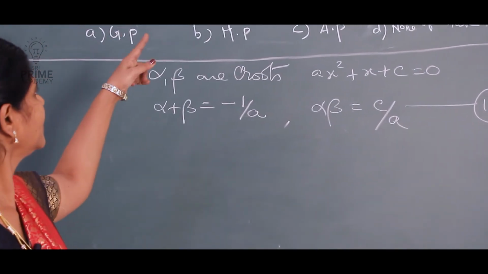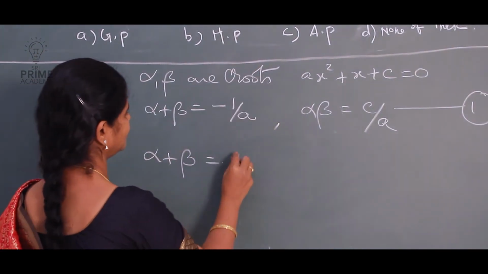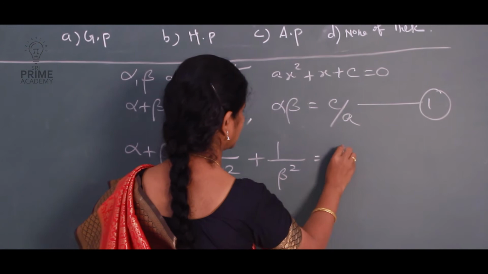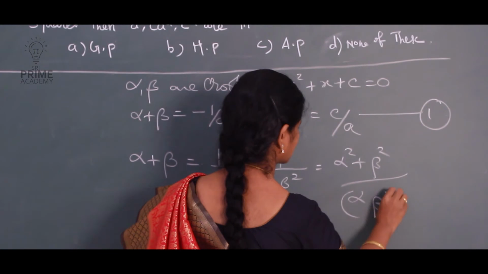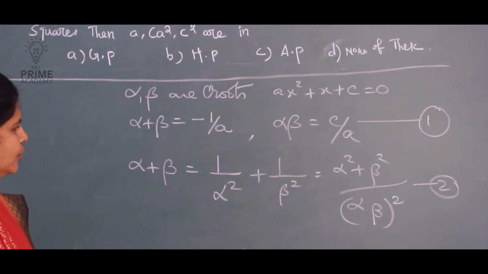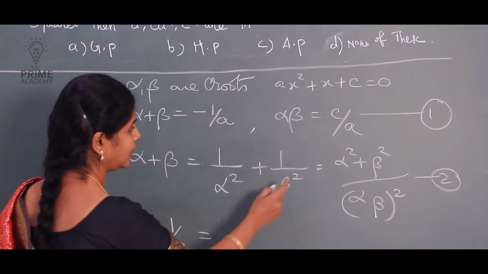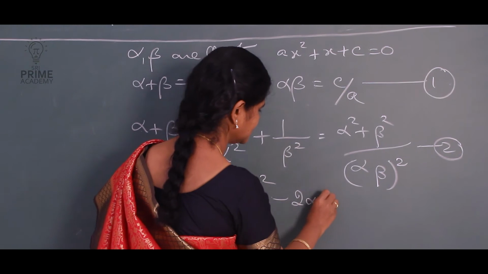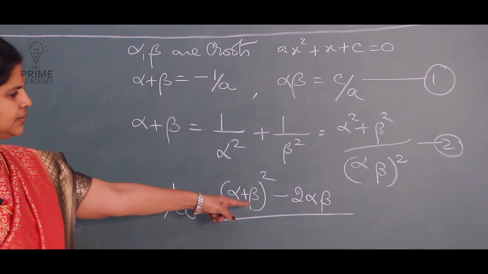So next, it is given that the sum of the roots, alpha plus beta, is equal to the sum of the reciprocals, that is alpha square plus beta square divided by alpha beta the whole square. So this is the second equation. Now let us substitute equation 1 in 2. So what we get? Alpha plus beta is minus 1 by a, and alpha plus beta the whole square minus 2 alpha beta is your alpha square plus beta square. This is by the formula. You expand and check the answer.